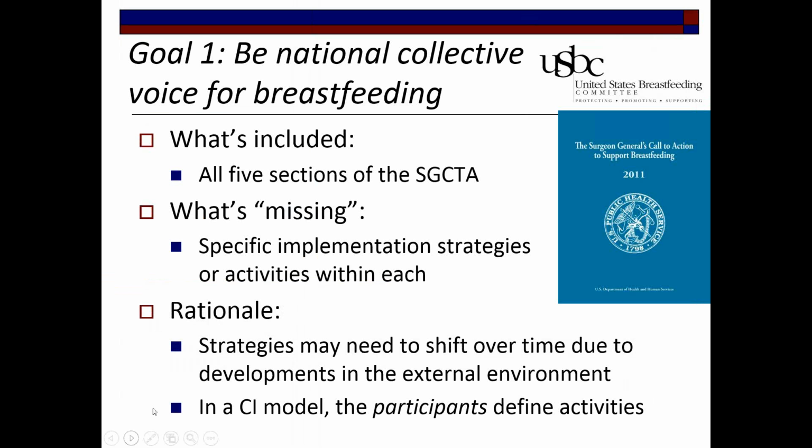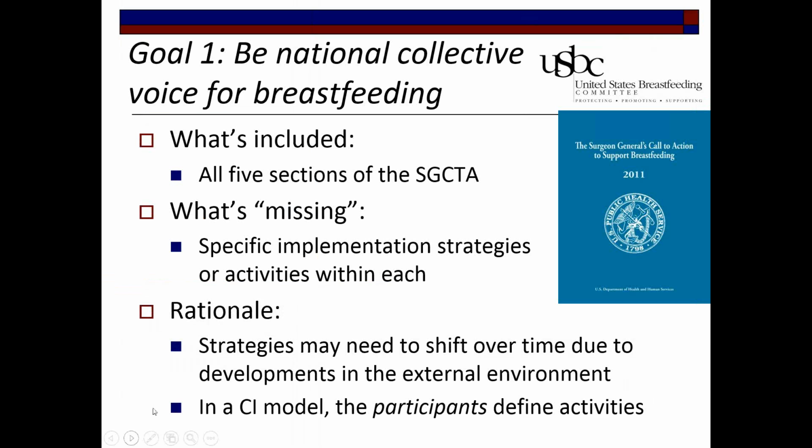So that is certainly something we wanted to include and align with, but without also limiting ourselves to that document, which of course is from 2011 and is very, very relevant, but there always might be new things that happen in the field as well. So what's missing then is the specific implementation strategies or activities, the actions, for example, that are recommended in the Surgeon General's call. There's a lot of additional detail there that is not necessarily included in this framework. And again, we can refer and look to these as a starting point, but that is intentional, that we did not want to limit ourselves to that.